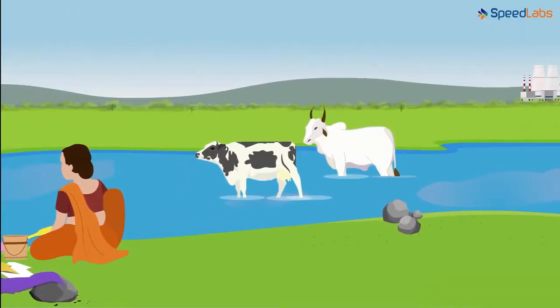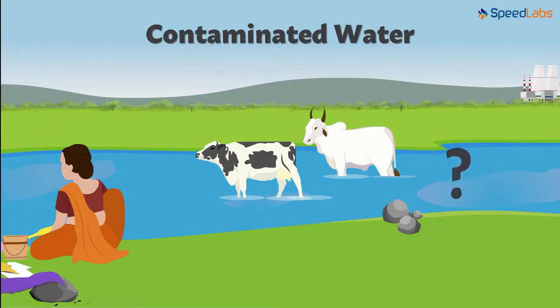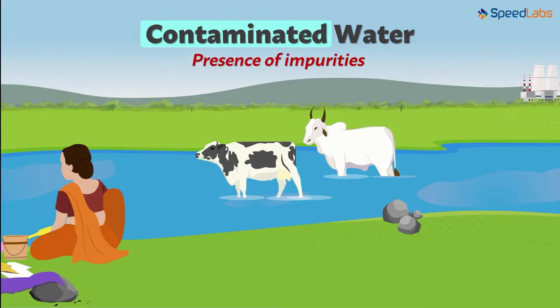The importance of water in our lives is obvious. However, have you ever wondered what really happens to the water after we use it? It gets completely contaminated. What do we mean by this? Contaminated means the water has a few impurities added to it. Let's take an example to understand this.